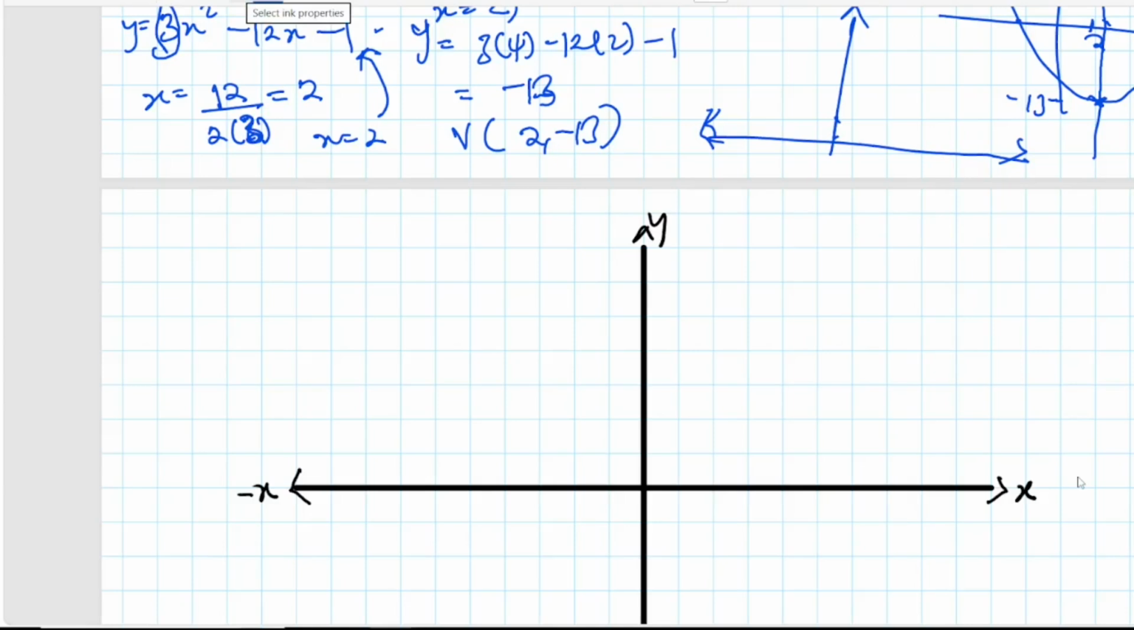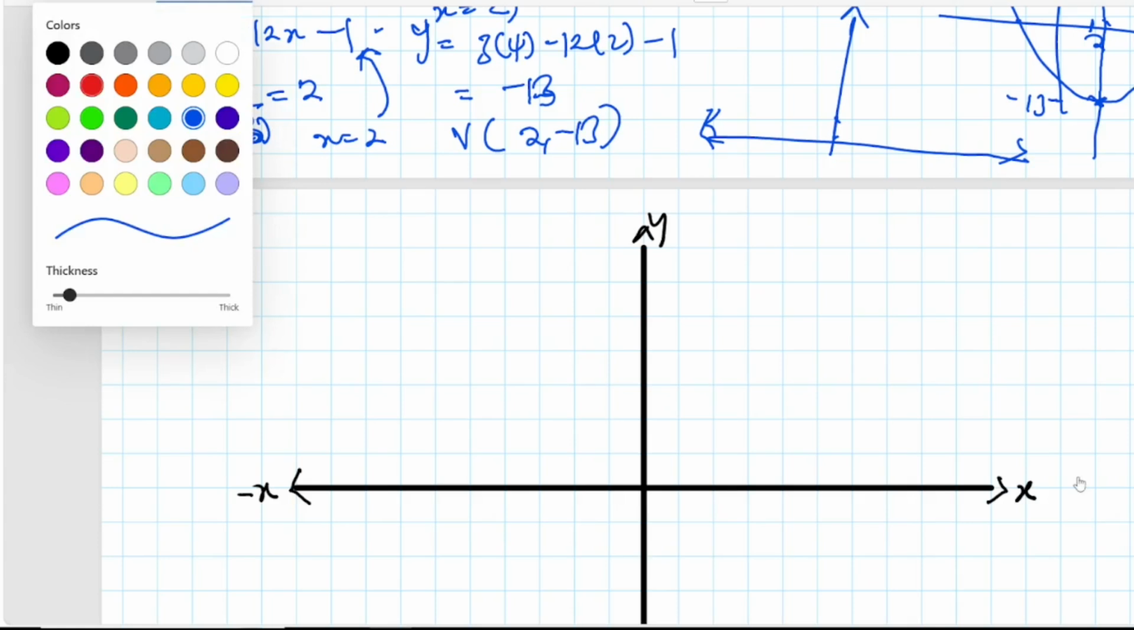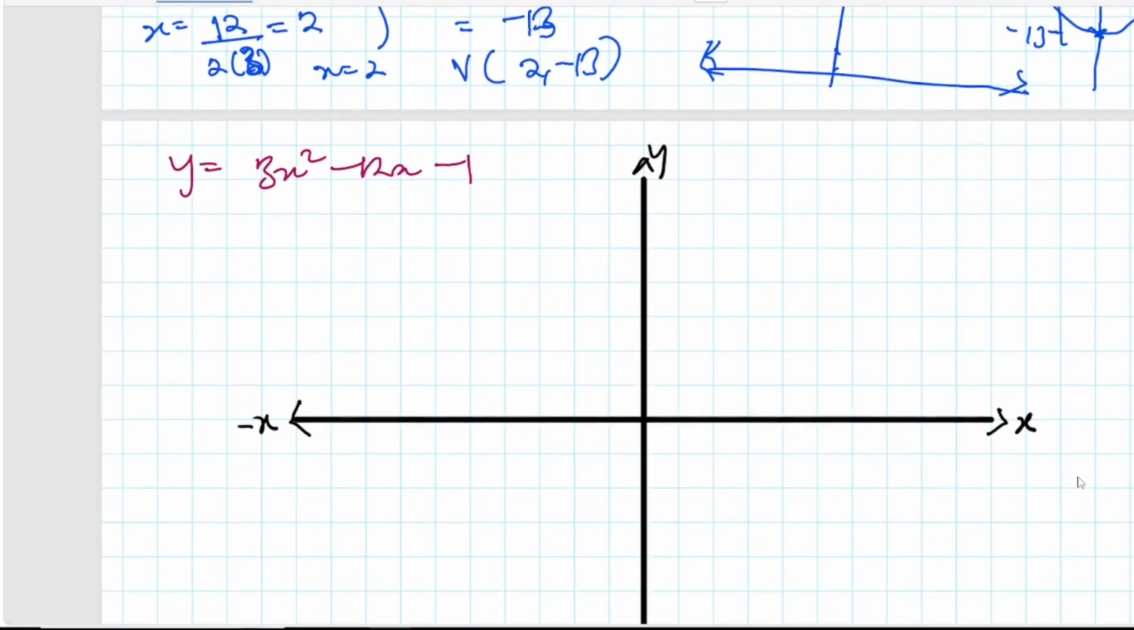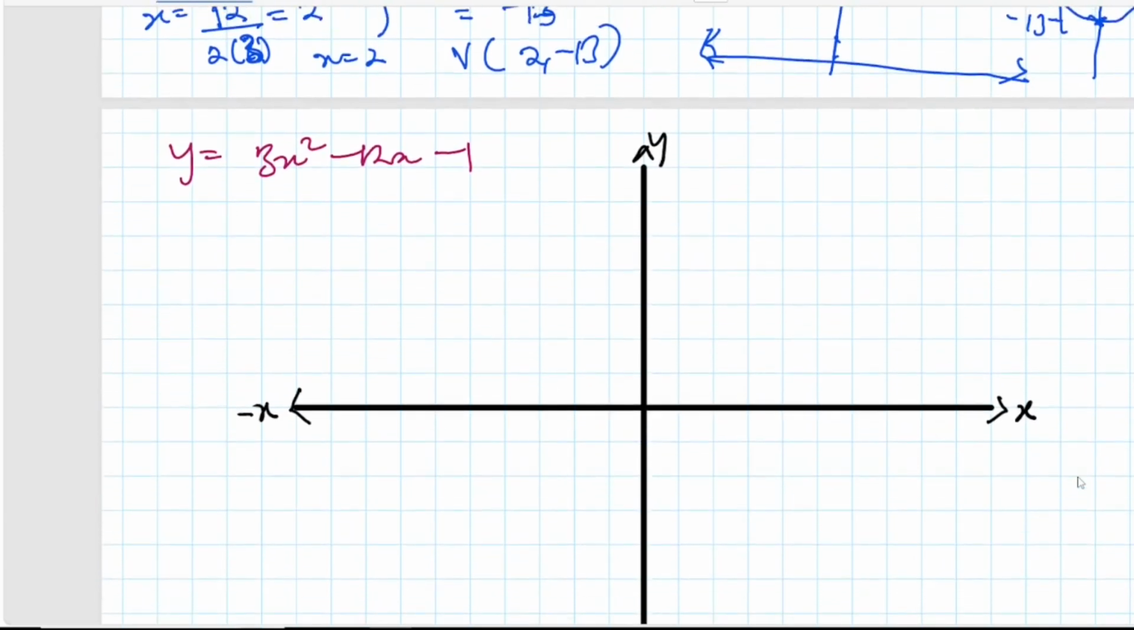Let's go back to the same question, and I'll explain something small. Once again, y is equal to 3x squared minus 12x minus 1. I'm going to equate the equation to 0, so I'm going to take this out and make it equal to 0. That means y is equal to 0.